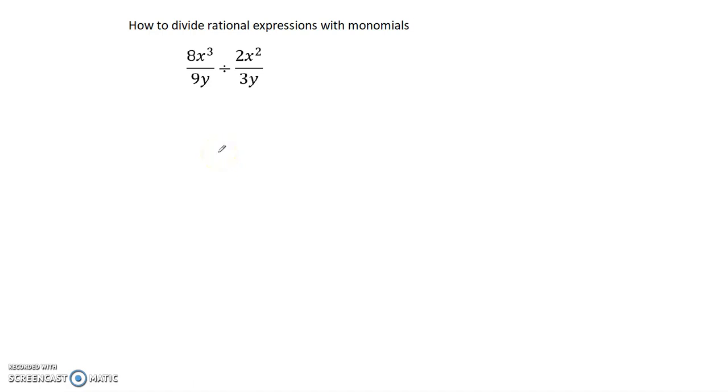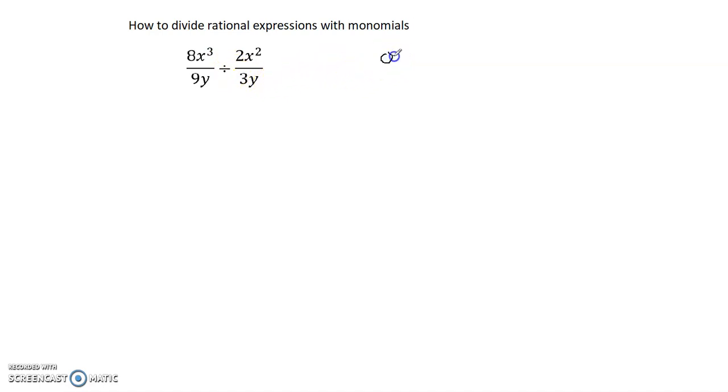Hey everyone! In this video, we're going to learn how to divide rational expressions with monomials. We can see that for this example, we have two fractions that are being divided. On the first fraction, we have 8x cubed divided by 9y, divided by 2x squared divided by 3y. Normally, we know at this point what we should do when we have a multiplication sign, but in this case, we have a division. This is where a new concept comes in.